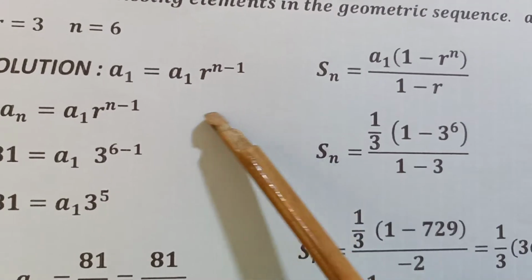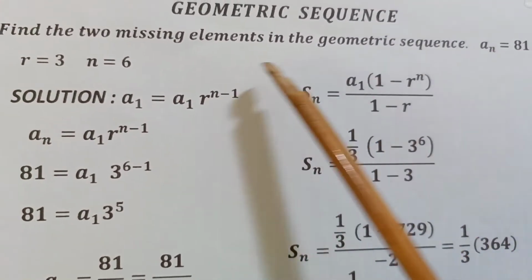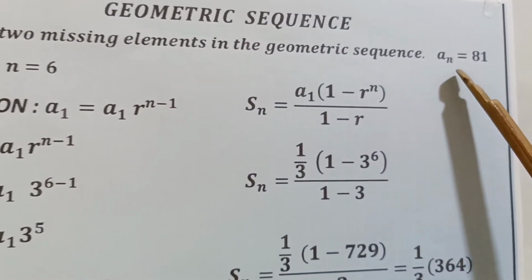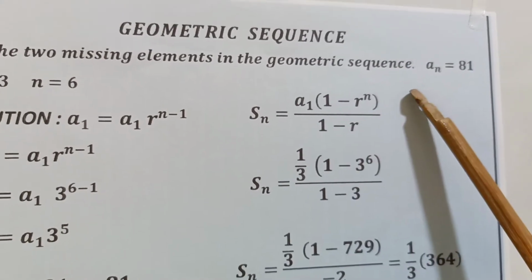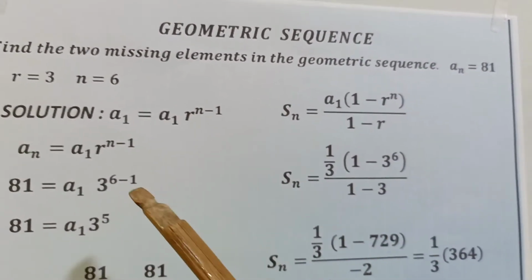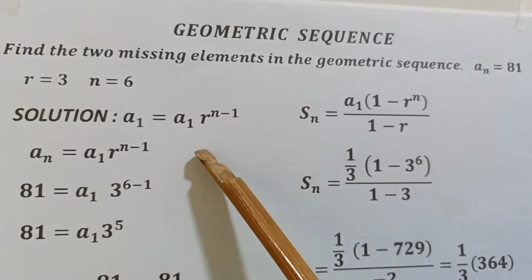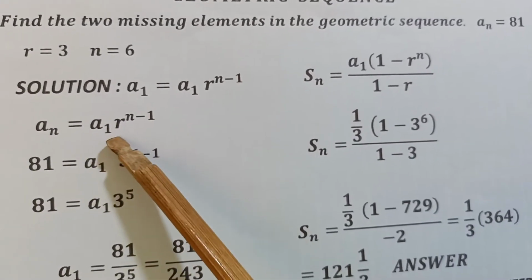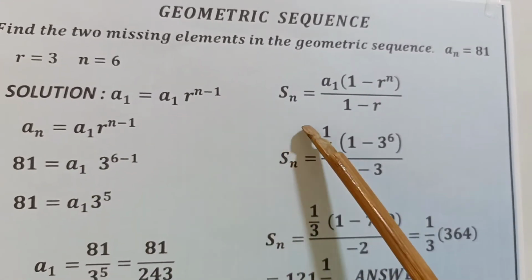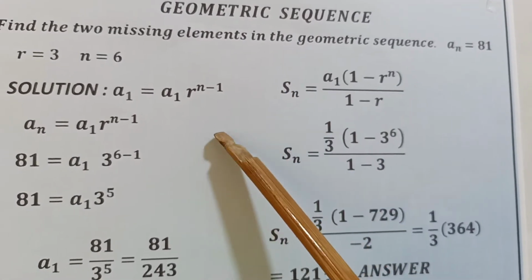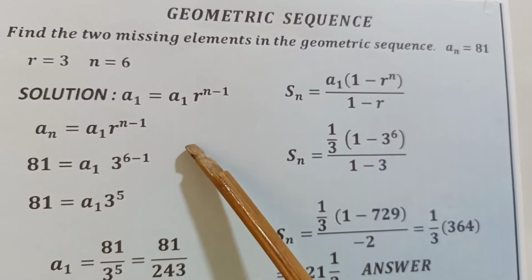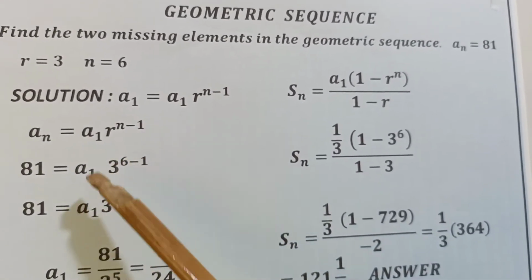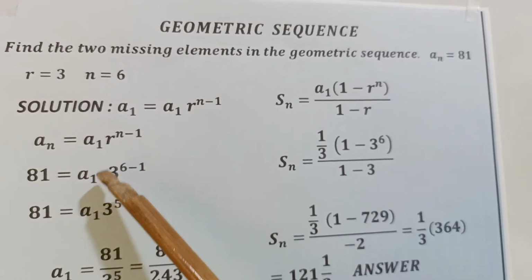So if we examine the given elements here, we can see that the two unknowns, or the two missing elements, are a sub 1 and S sub n, since we are given a sub n, r, and n. So what are we going to do? We just substitute all the values in the formulas.